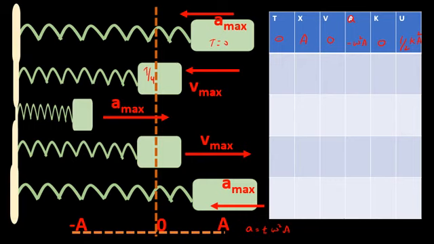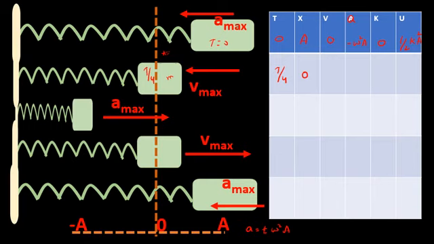Now we go to, let's suppose, time T by 4. At time T by 4, the block is at position x equal to 0, at equilibrium position. So at time T by 4, when position x is equal to 0, here again the velocity is in the negative x direction.